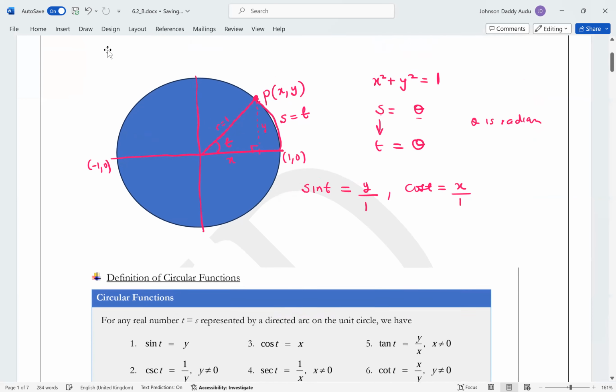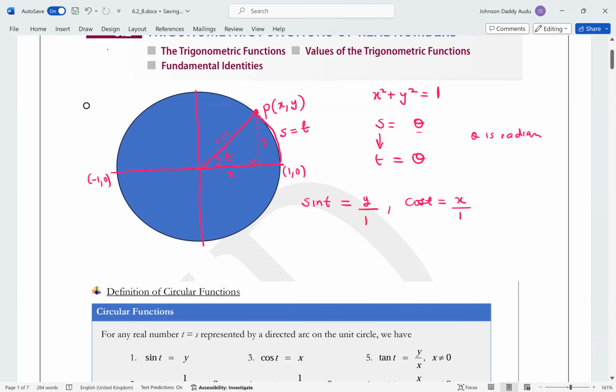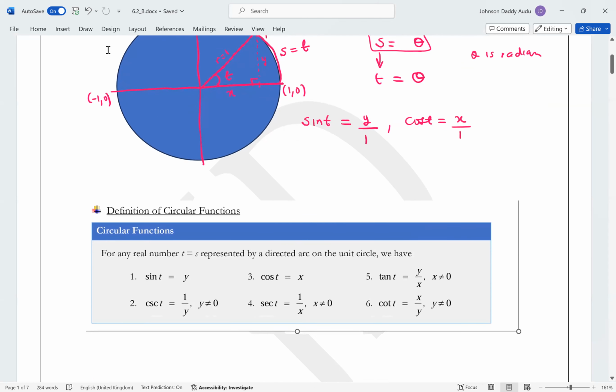So you see how we moved from radians to any real number, simply by using what we discussed before, which is the arc length. Arc length is r theta, but here r is equal to 1. So S is the same thing as theta. It means that we can change from an angle to just any real number, which is S. Here we just replace S with T. You can use any variable you like.